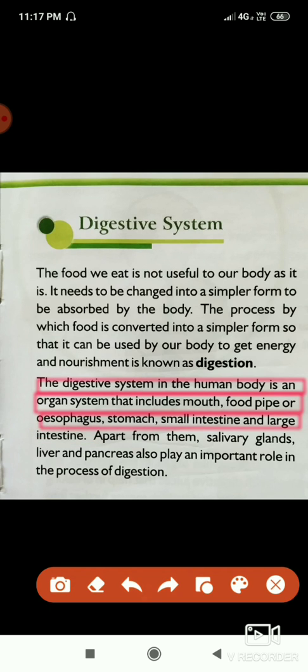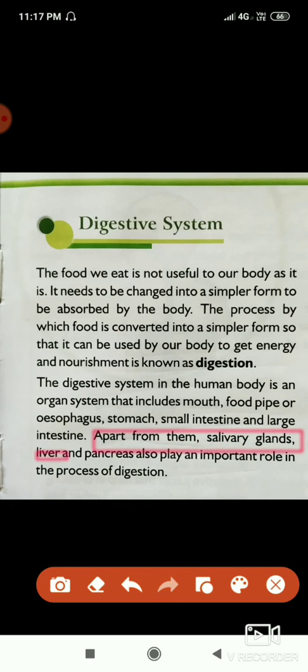Next, apart from them, the salivary gland, liver and pancreas also play an important role in the process of digestion. We have also discussed the salivary gland in the new words. It is present in our mouth. The liver secretes some juices that help in digestion. The pancreas also plays an important role. We will talk about all of these later in this chapter.